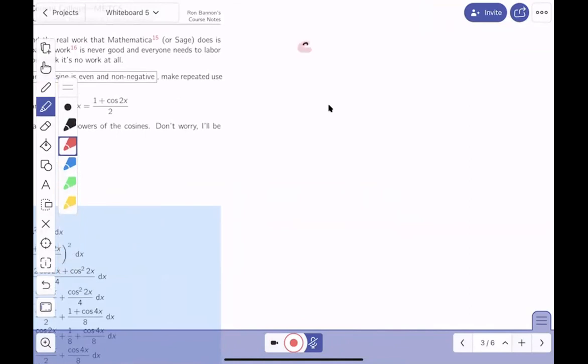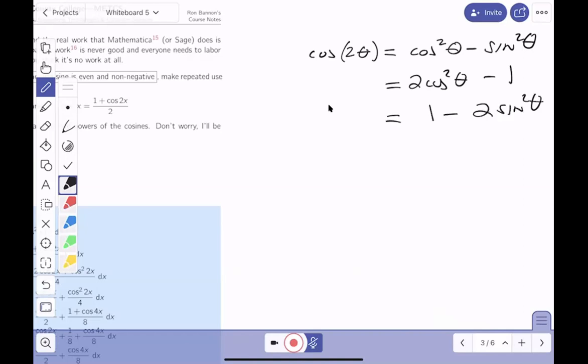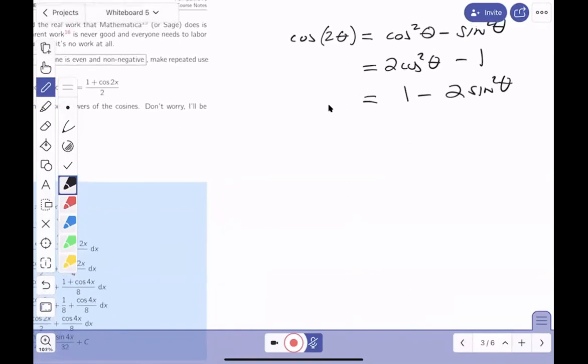Cosine, oh boy. So I'm going to write down the cosine of 2 theta is cosine squared theta minus sine squared theta. I'm just reviewing identities that you know from Math 120. It's also equal to 2 cosine squared theta minus 1, and it's also equal to 1 minus 2 sine squared theta. So what they do is they realize that linear powers are easier to deal with than quadratic powers.